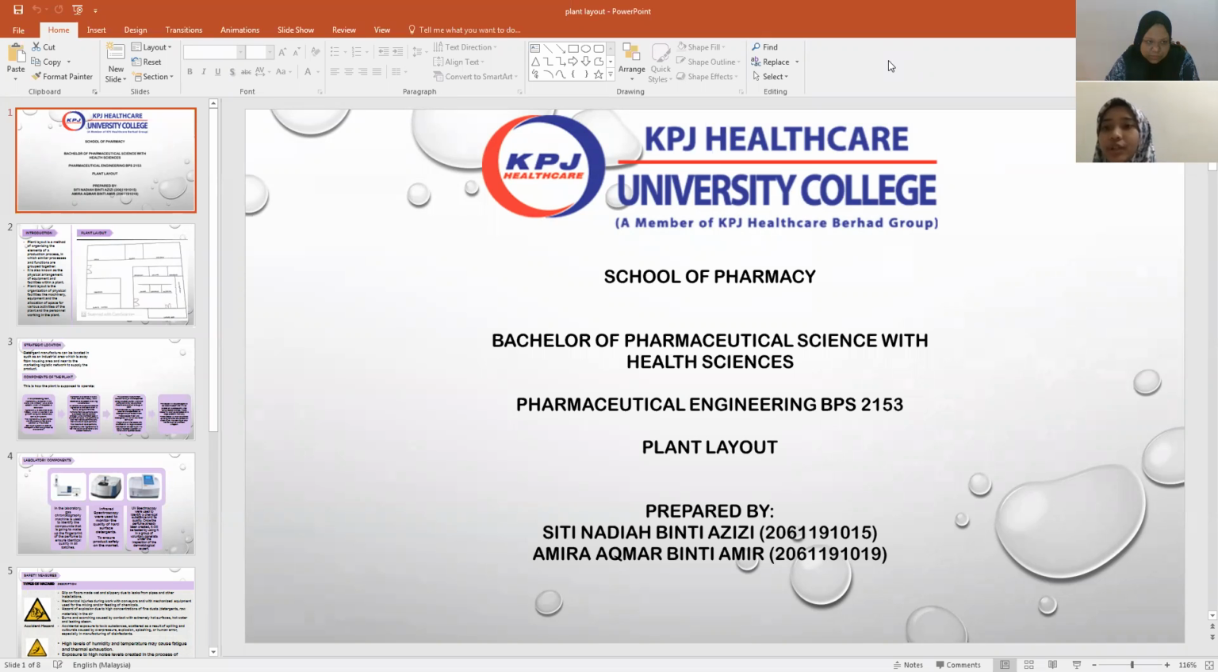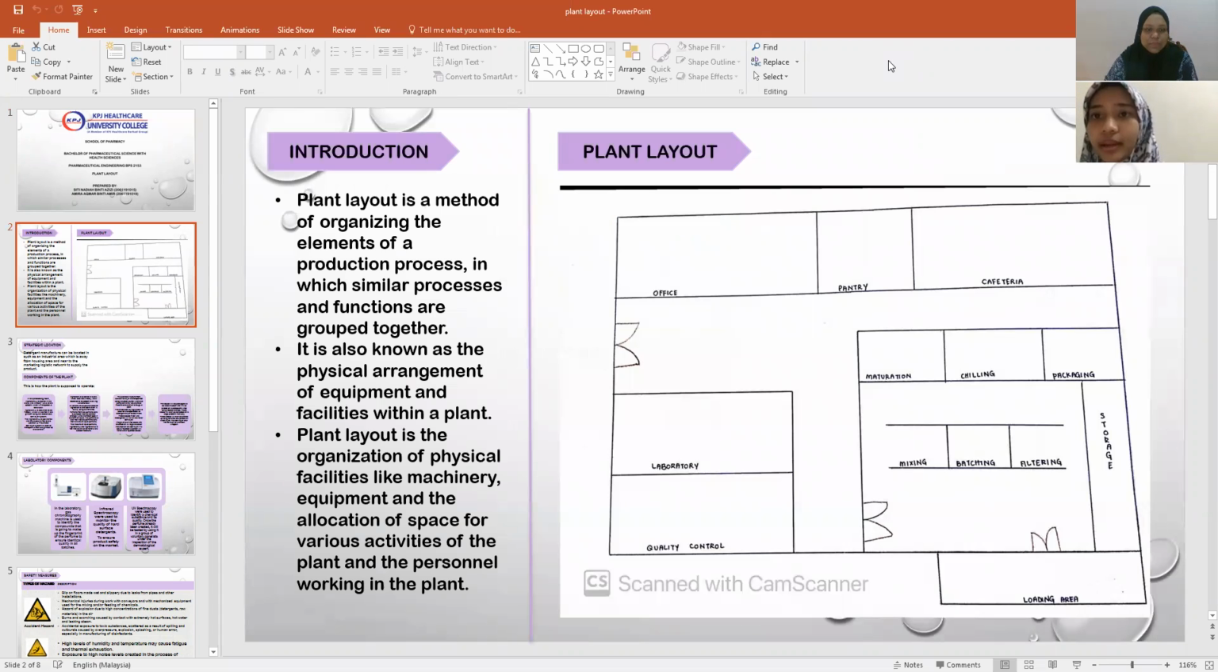So, as for introduction, plant layout is a method of organizing the elements of a production process in which similar processes and functions are grouped together. It is also known as the physical arrangement of equipment and facilities within a plant. Plant layout is the organization of physical facilities like machinery, equipment, and the allocation of space for various activities of the plant and the personnel working in the plant. So this is the plant layout for our factory.